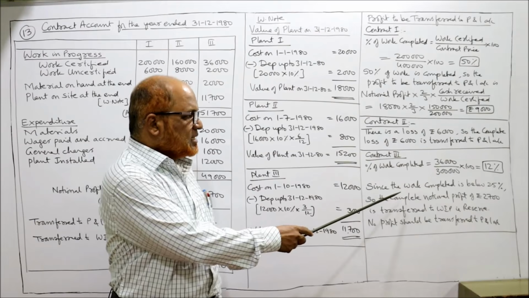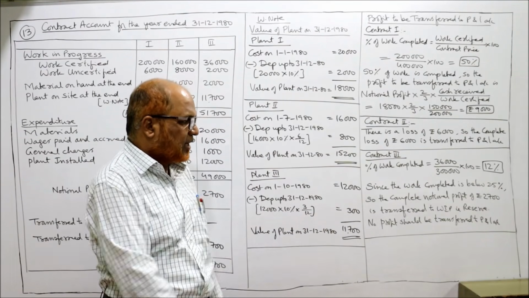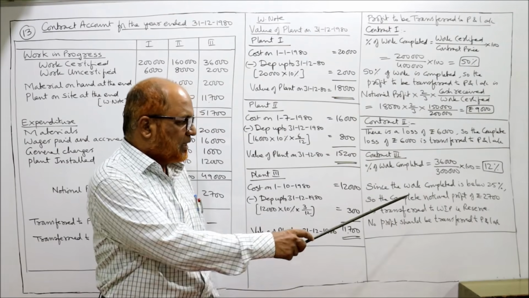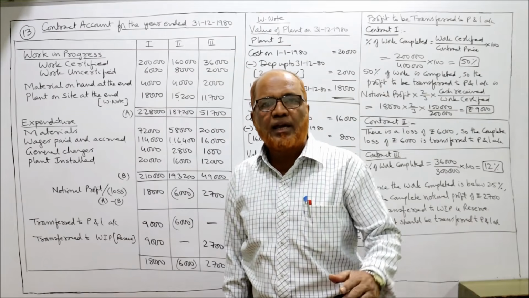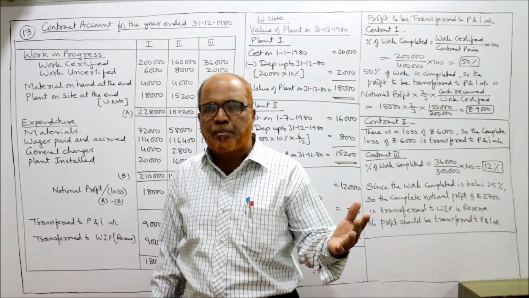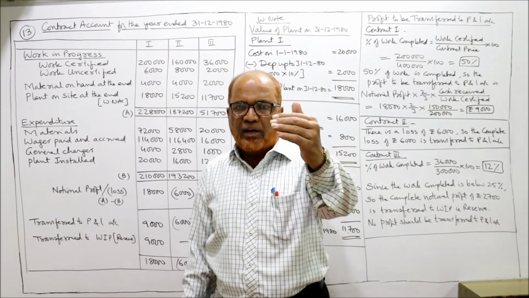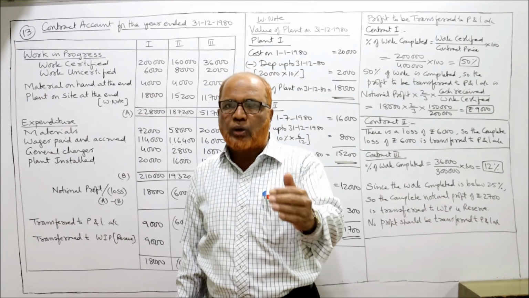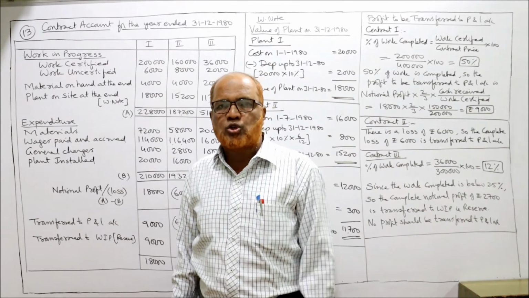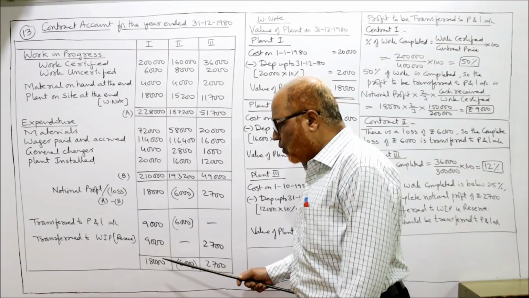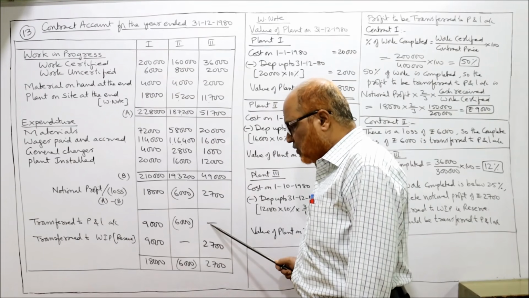Here I have written, since the work completed is below 25%, the complete notional profit of 2,700 is transferred to WIP, that is reserve. No profit should be transferred to P&L account. Already in the theory session, I have explained to you the rules regarding the profit to be transferred. If the work completed is up to 25%, no profit should be transferred to P&L account. So the whole 2,700 rupees should be transferred to reserve. Nothing is transferred to P&L account.